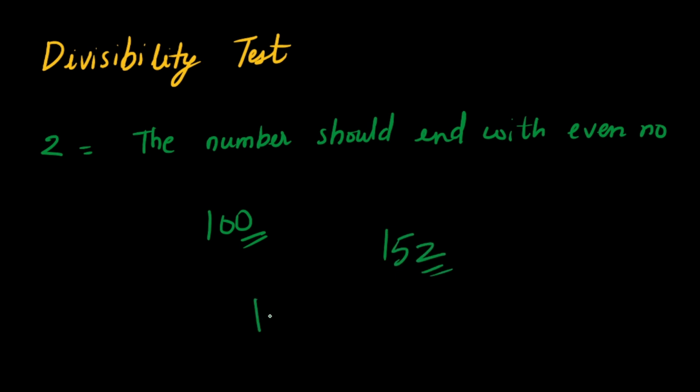If you take 568, again, it is divisible by 2 because the number is ending with an even number, right? What if it's 575? It is not divisible because 5 is an odd number, not an even number. I hope it's clear. What about the divisibility test for 3?